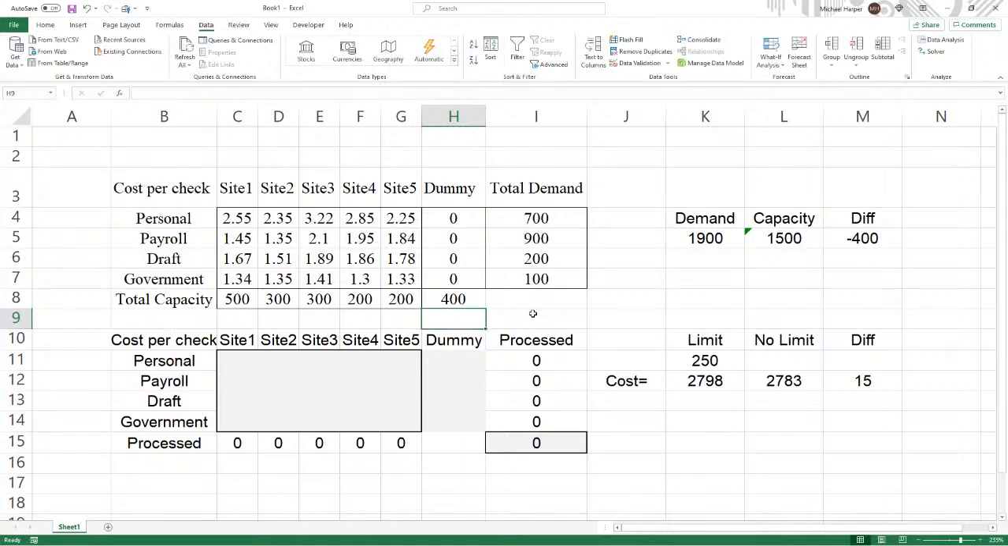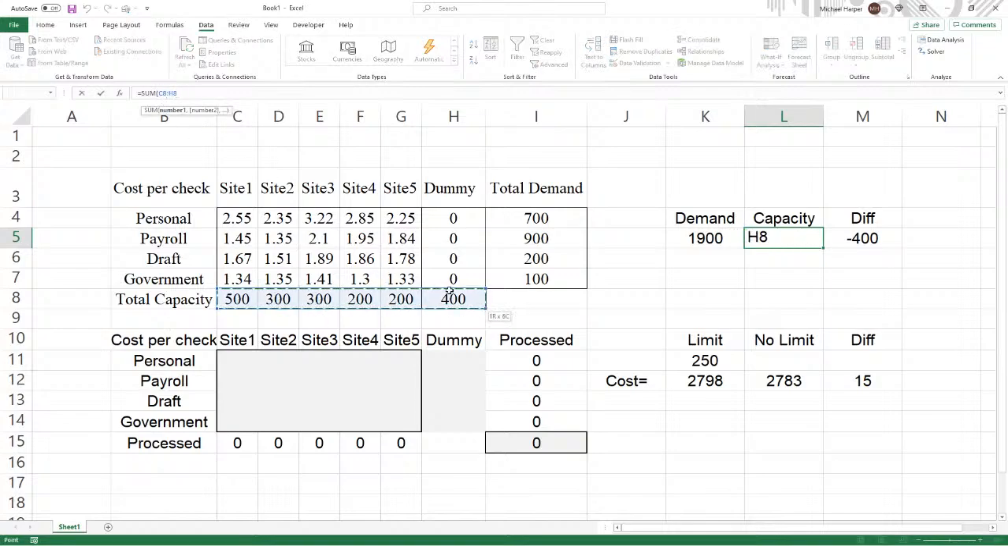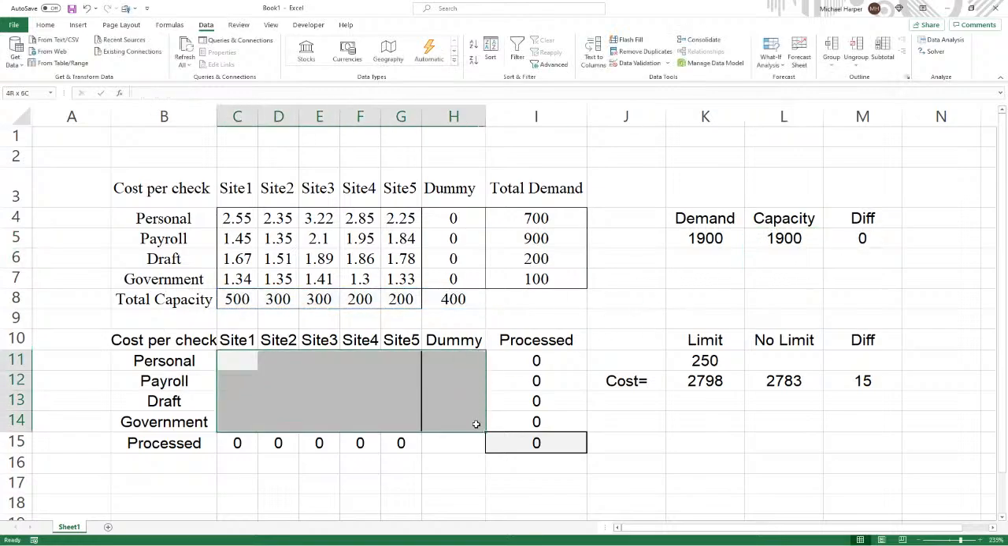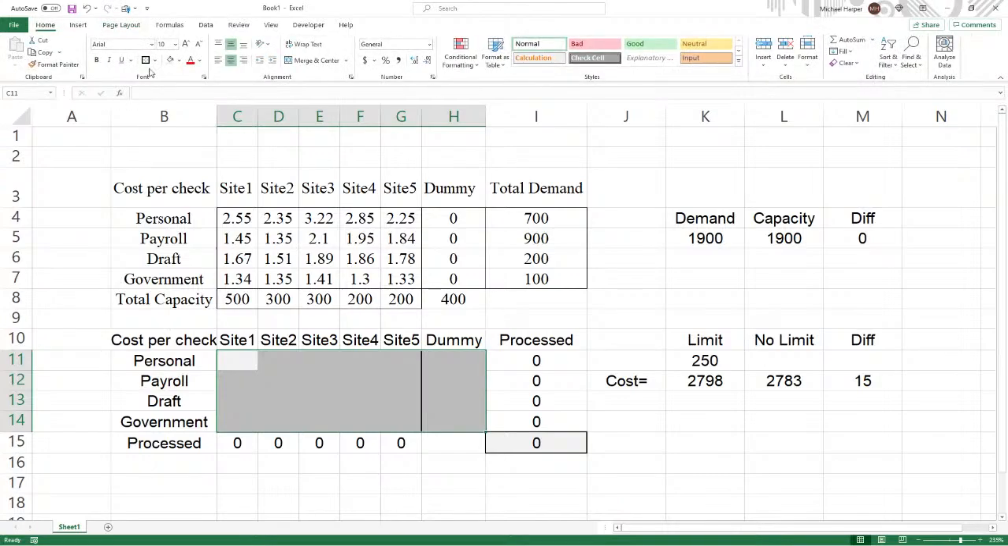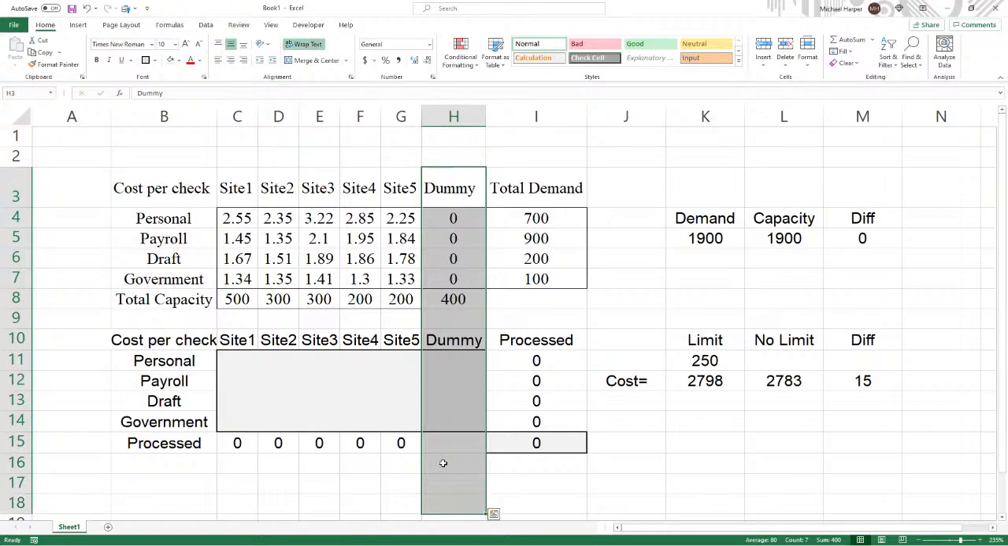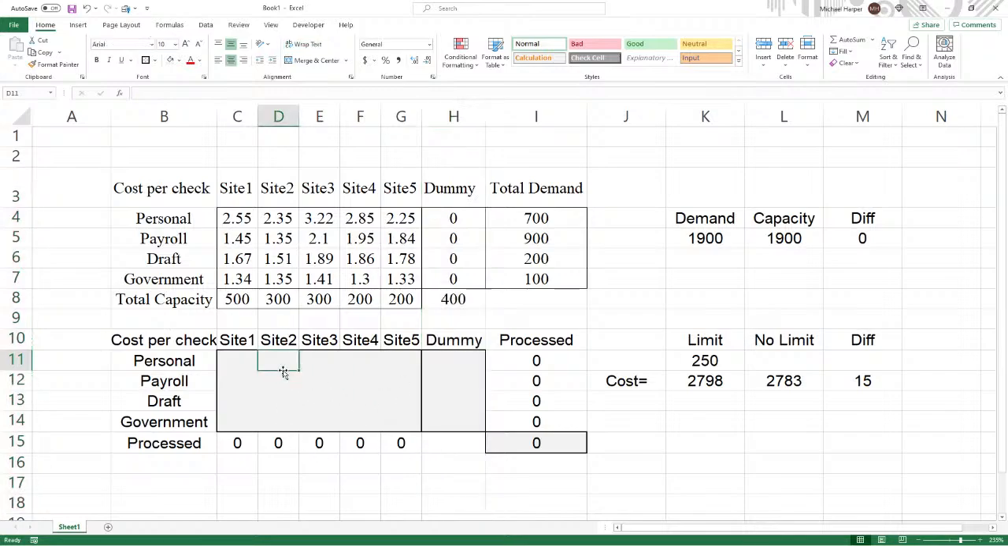So now when I look at my capacity here, I'm going to say, well, now I have an extra capacity all the way to 400. So now I have a dummy. Now this dummy doesn't exist, but I'm going to solve the problem, and whatever the dummy is going to be processing, that's not going to happen. But the rest of it will happen. So now I know what to do.